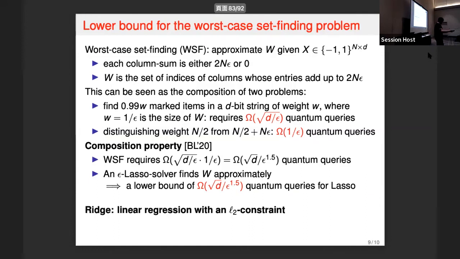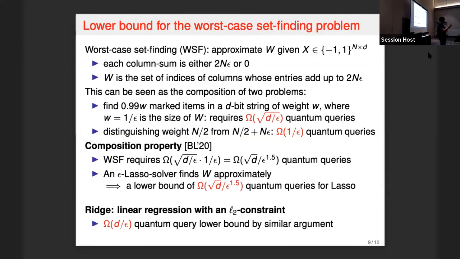In our paper, we also consider another linear regression problem with a different norm constraint, that is Ridge, the linear regression problem with an L2 regularizer. We use a similar argument to give a D over epsilon quantum query lower bound for this problem. And because there is a classical algorithm for Ridge with D over epsilon squared, there is no quantum advantage in the dependence on D for solving Ridge.